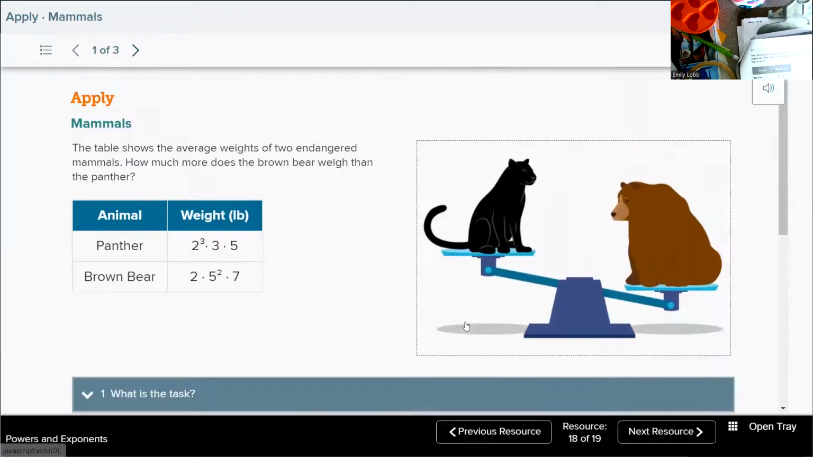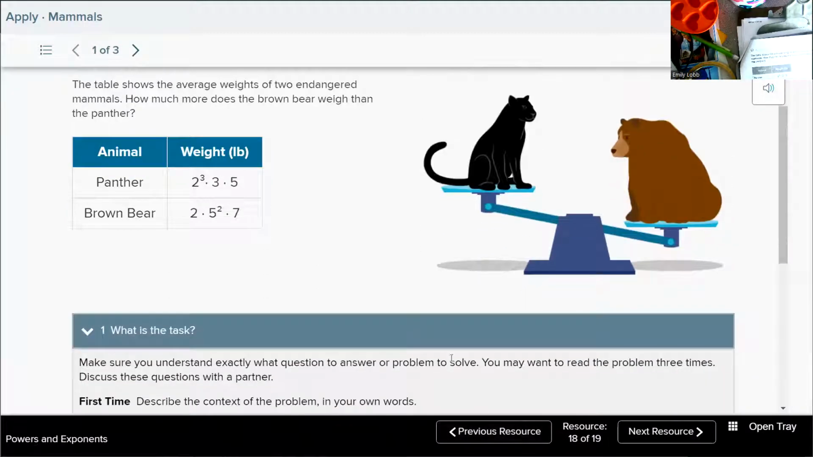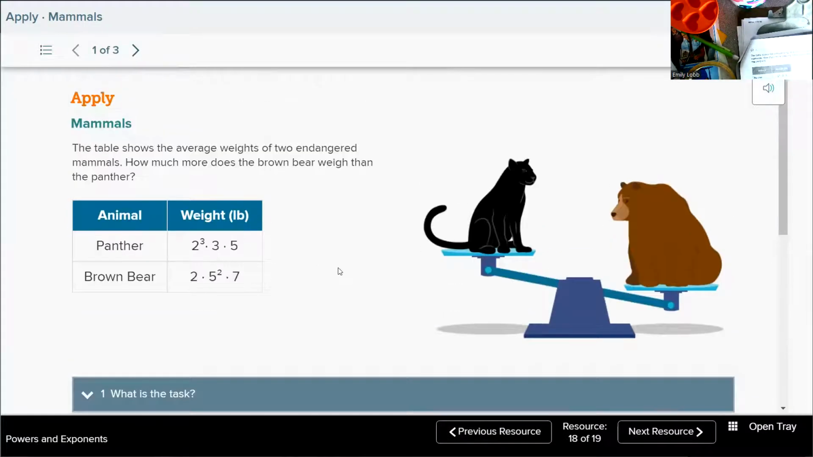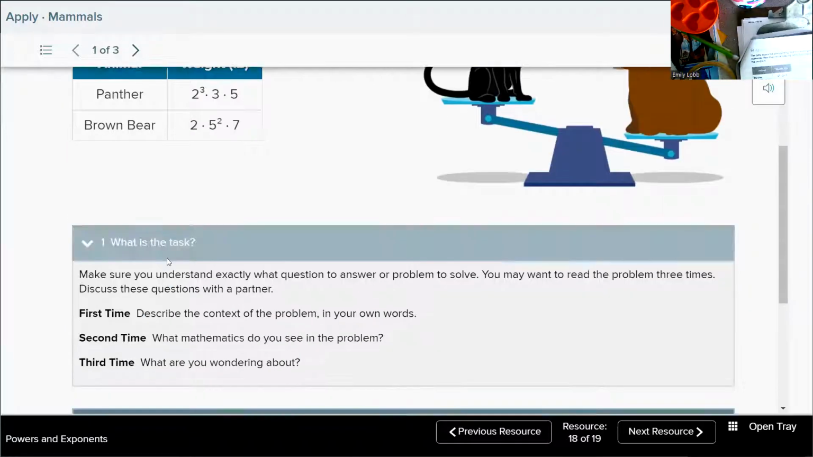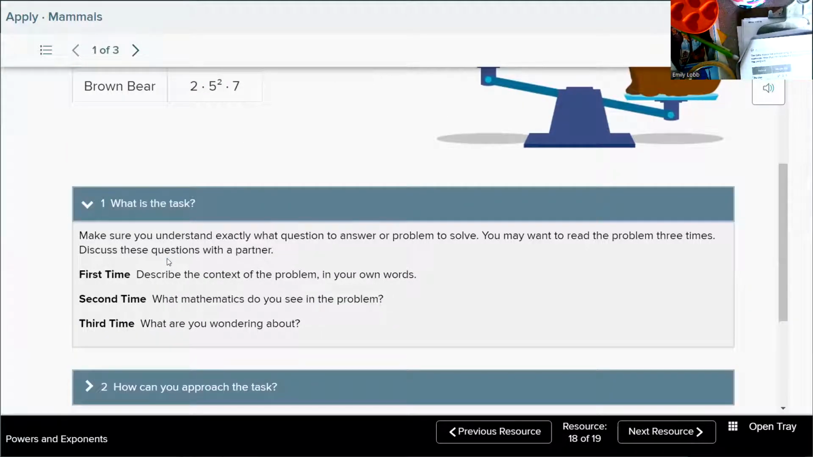So the context of the problem: we have 2 animals' weights. That's pretty much the context. Let's read it again. The table shows average weights of 2 endangered mammals. How much more does the brown bear weigh than the panther? Now I'm looking at the table. I see the panther's weight has an exponent and some multiplication. The brown bear's weight also has some multiplication and an exponent.